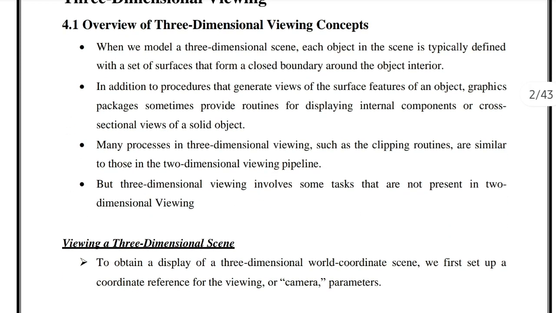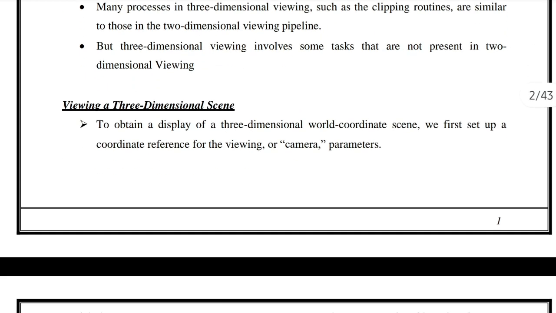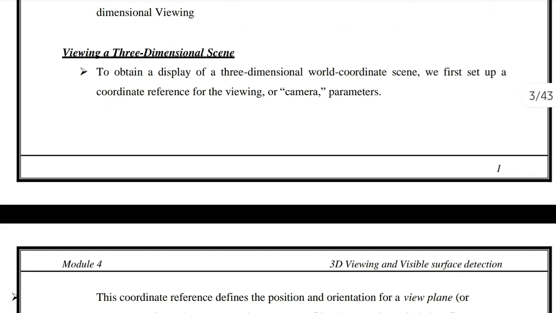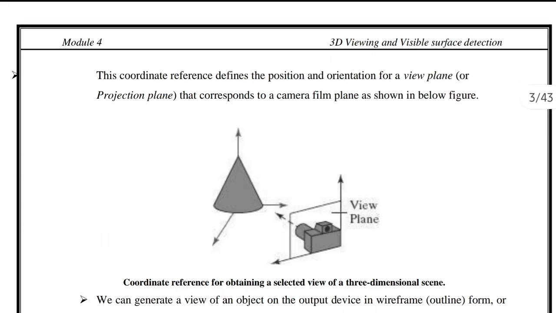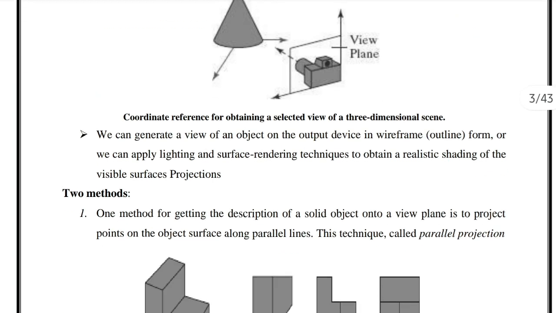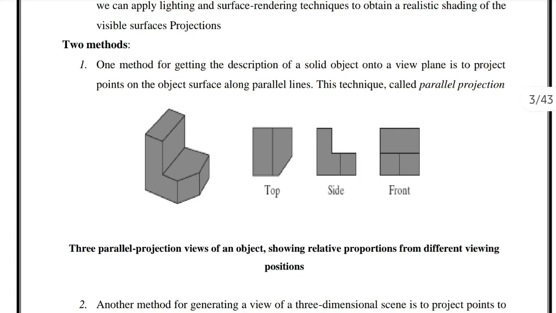So what is 3D viewing concepts? Viewing an object in a 3D space is known as 3D viewing concepts. So what are the different concepts? To obtain a display of the three-dimensional world coordinate system, we first set up a coordinate reference or the camera parameters. We set up the camera and then we define the plane in which the 3D object is, then we capture it, right? And there are two methods. First is the parallel projection and second is the perspective projection.